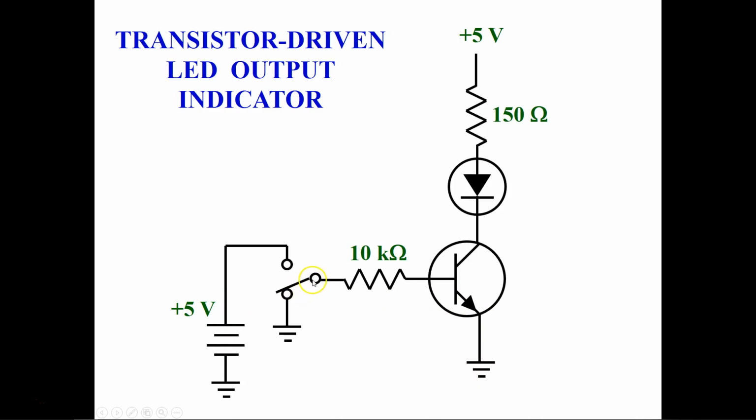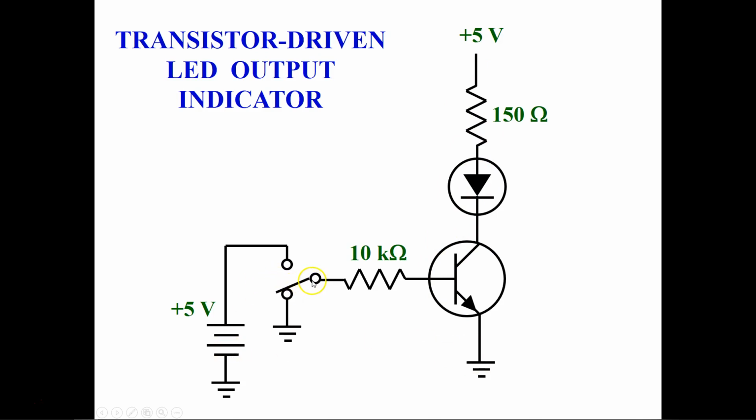Right now this mechanical switch is connected towards the ground position, which means in this position the LED will not light up because sufficient voltage is not reaching the base region to turn this on to provide the current to the LED.